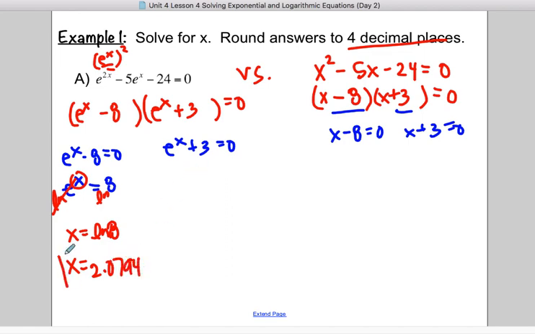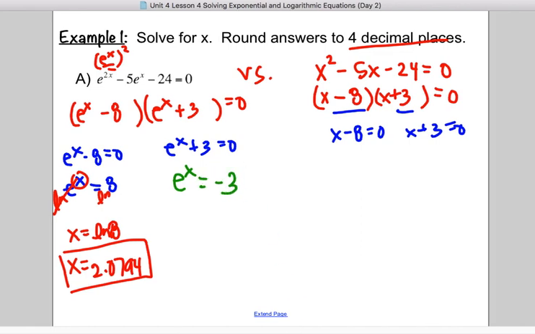Here, the other one I would solve, and we're okay with plugging these in. It's logs. Remember that we have to worry about our domain. Can't take the log of negatives or 0. So here I would subtract 3. And then I would ln on both sides to get x by itself. So x is equal to ln of negative 3. If I try and type this into my calculator, it is going to say domain error. It's going to say error, non-real answer.